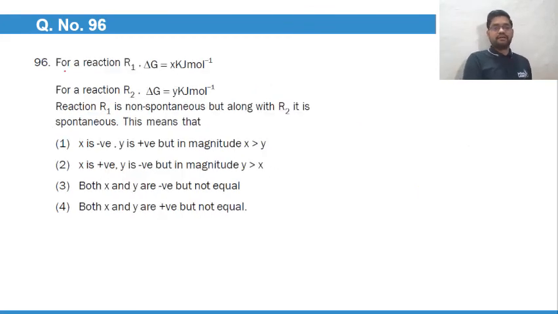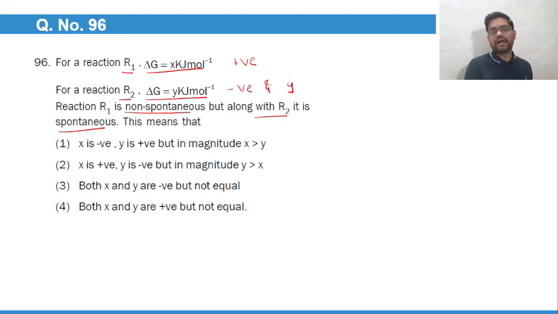96. For reaction R1, delta G is this. For reaction R2 it is this. Reaction R1 is non-spontaneous, that means delta G will be positive. But along with R2, it becomes spontaneous. That means when you combine the reactions, it becomes spontaneous. So to make that happen, you have to make sure that Y is negative and also Y is greater than X. Then and only then you will get the entire reaction as negative, and hence the reaction will become spontaneous.